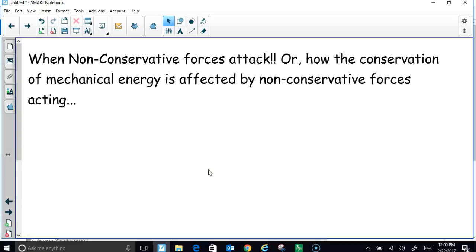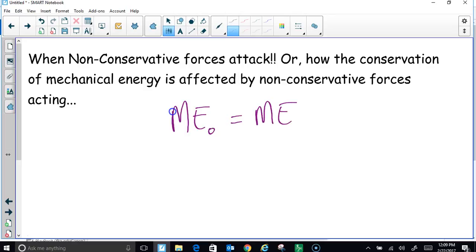So at least in one of my classes we didn't get to this, and that is how non-conservative forces will affect the conservation of mechanical energy. The whole point of conserving mechanical energy, conserving anything, is that the quantity doesn't change. So your mechanical energy at the start has to equal the mechanical energy at the end when it's conserved.